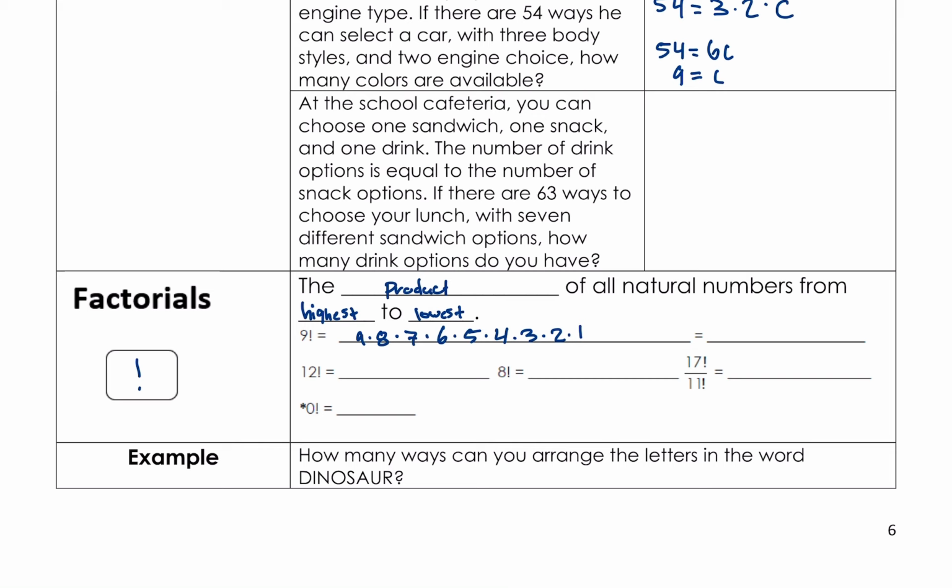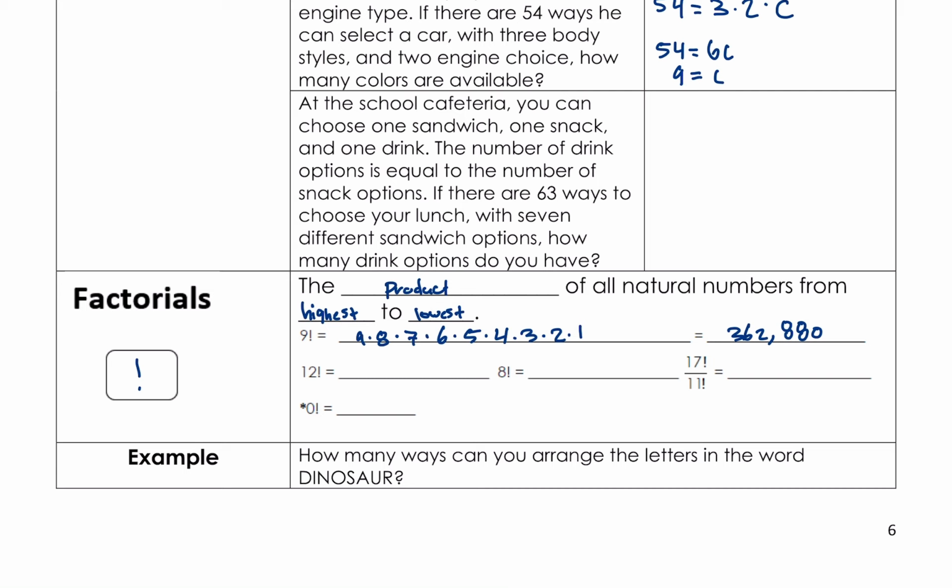Now, if I put 9 factorial in my calculator, I get 362,880. If I put 9 times 8 times 7 times 6 times 5 times 4 times 3 times 2 times 1 in my calculator, I also get 362,880. Okay, so this factorial is just a shortcut. Because if I'm trying to put in a really big number like 100 factorial, it would take me forever to type all of that out. But I can just put 100 factorial and it would just take me a couple seconds.